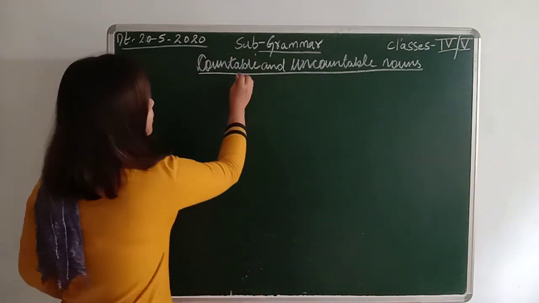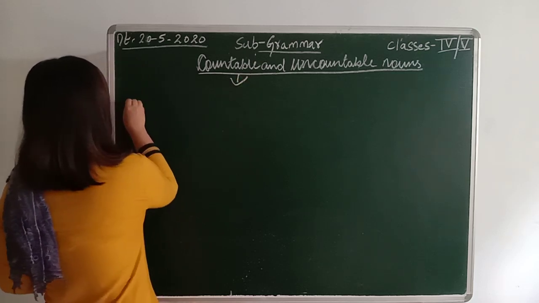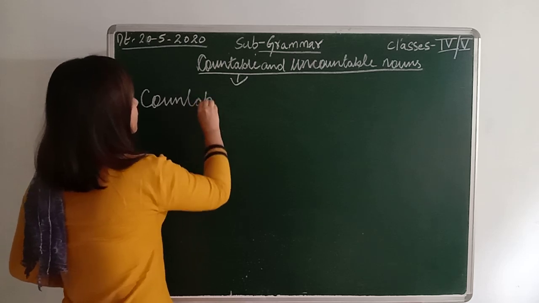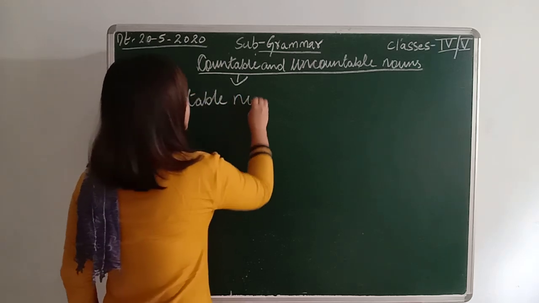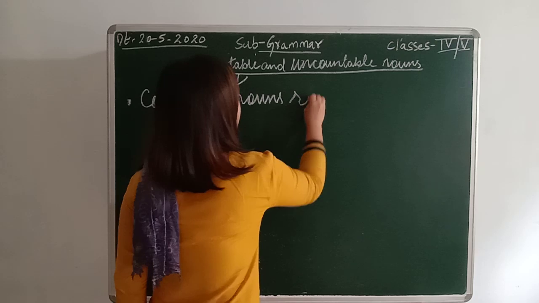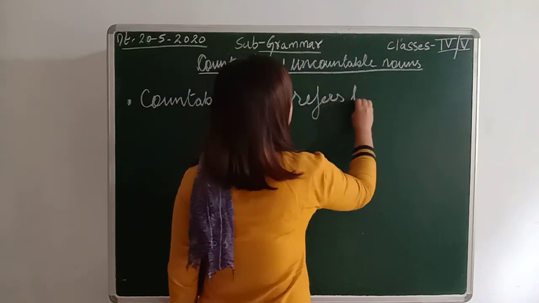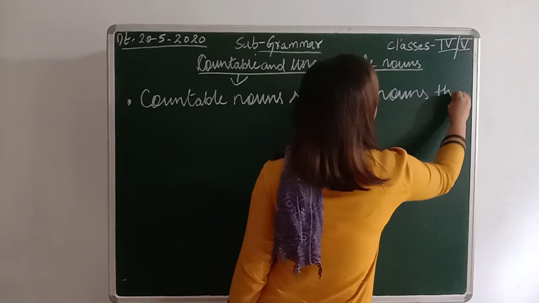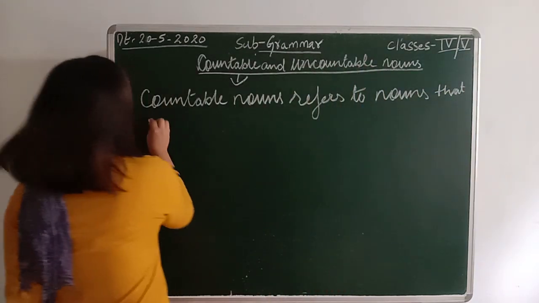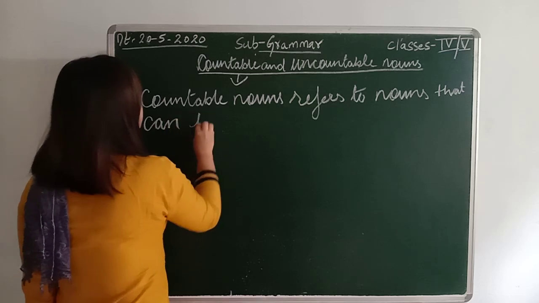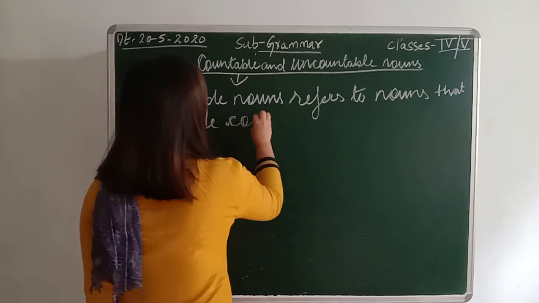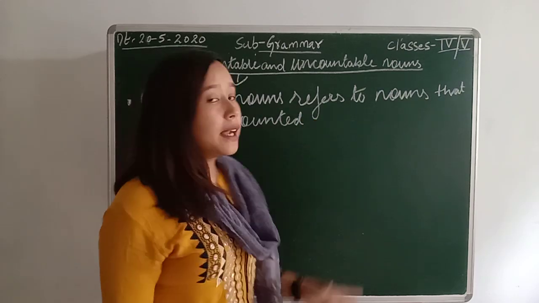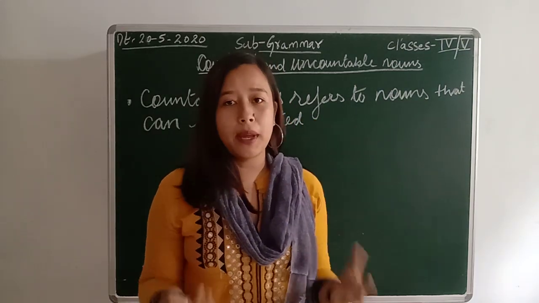So we will see first countable nouns. Countable nouns refer to nouns that can be counted. So countable nouns are those that can be counted, like 1 pen, 2 pens, 3 pens.